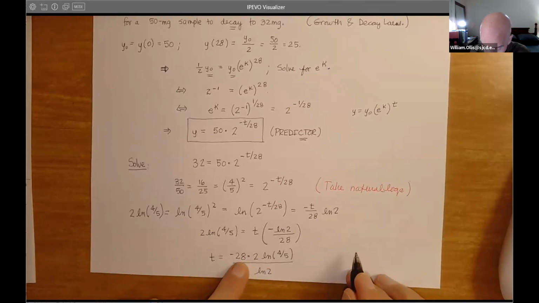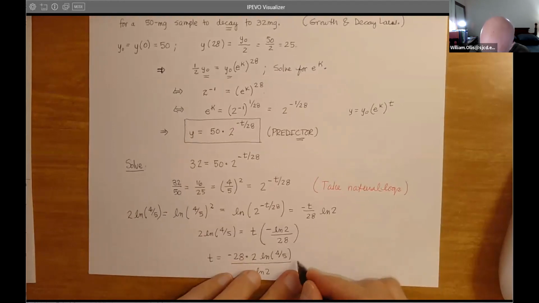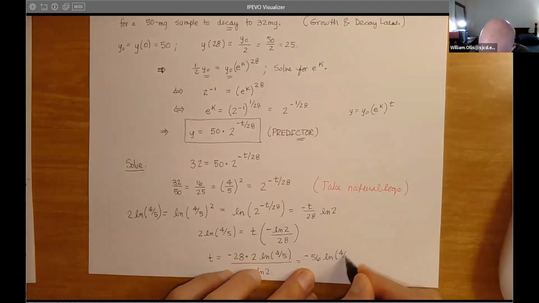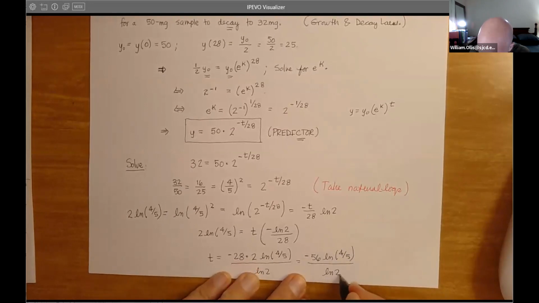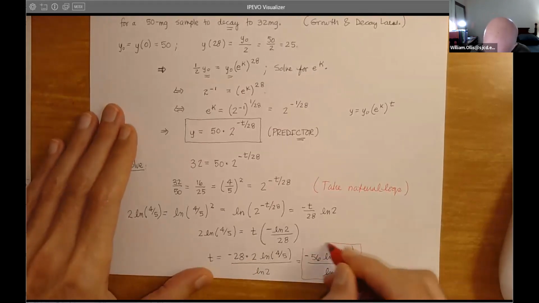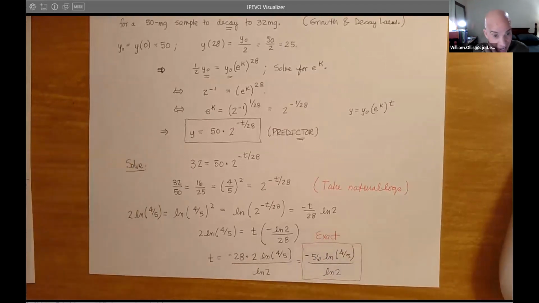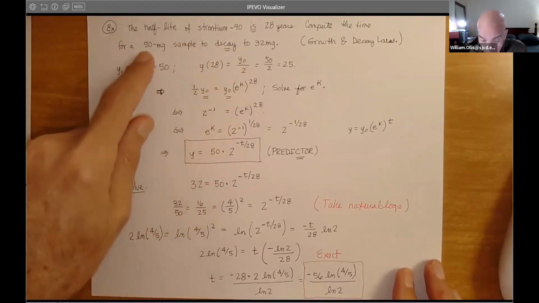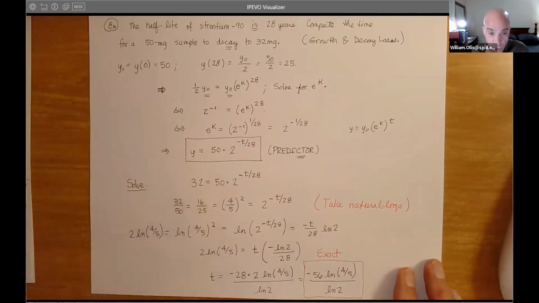And then, of course, what is that? What, a 6 and a 5? So that gives us a negative 56 ln 4/5 divided by log 2. Now, when you look at that, this is exact. This is the exact time for the decay from 50 milligrams to 32.